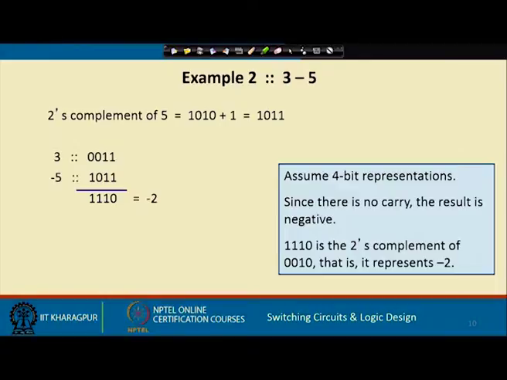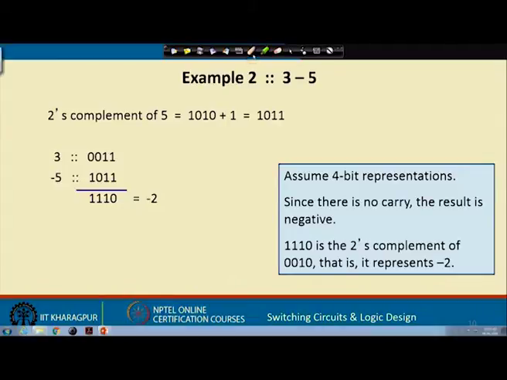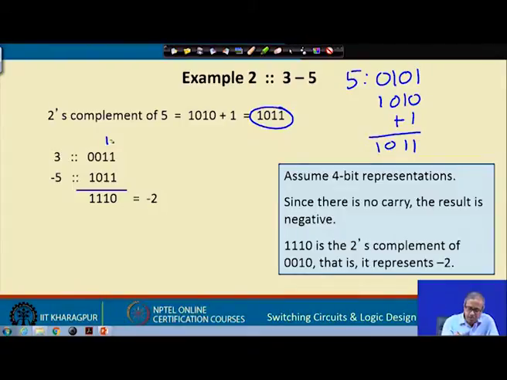Let us take 3 minus 5. So, 3 is 0 0 1 1, and 5 is 0 1 0 1. So, the 1's complement is 1 0 1 0. To take the 2's complement, add 1: 1 0 1 0 plus 1. So, add 1 0 1 1: 1 and 1 is 0 with a carry of 1, 1 1 1 is 1 with a carry of 1 again, 1 0 0 is 1, no carry, 0 0 1 is 1, no carry. So, you are left with 1 1 1 0.